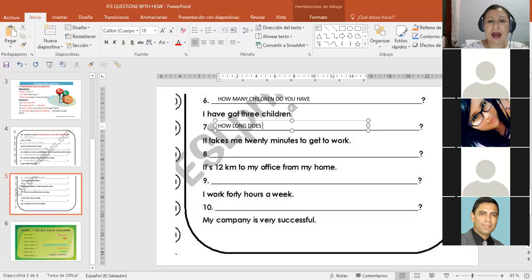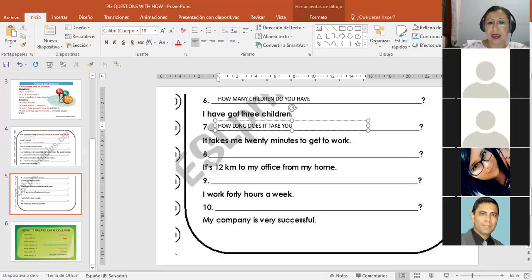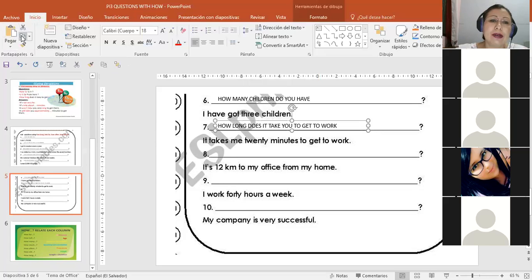How long does it take to get to work? Sí, how long does it take? En este caso sería, does it take you? Porque le estoy preguntando a usted, ¿verdad? How long does it take you to get to work? ¿Cuánto tiempo te toma llegar al trabajo? Entonces la respuesta es, it takes me 20 minutes to get to work. Me toma 20 minutos llegar al trabajo. Okay, thank you.